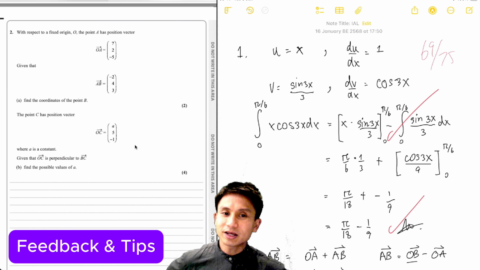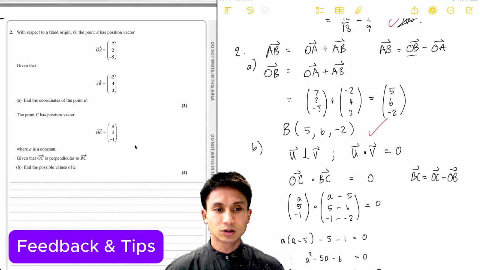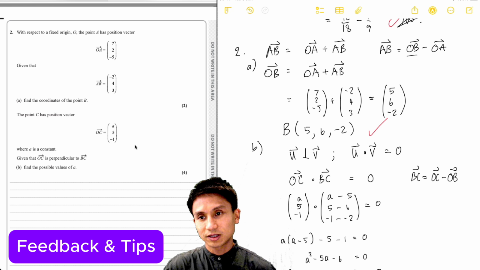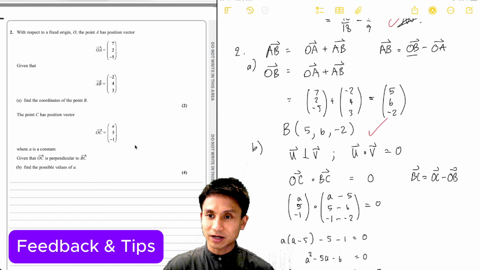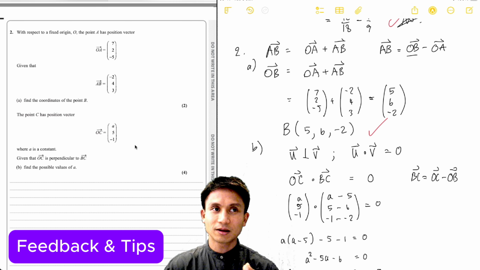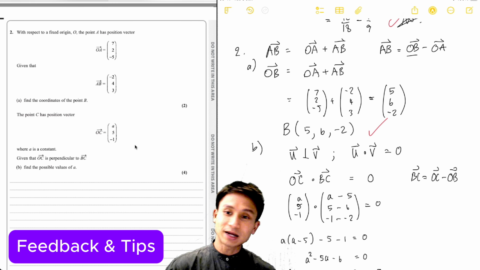The second one here is just about vectors. You should know in general that a relative vector a to b can be found by just doing the coordinates of b minus a, right?